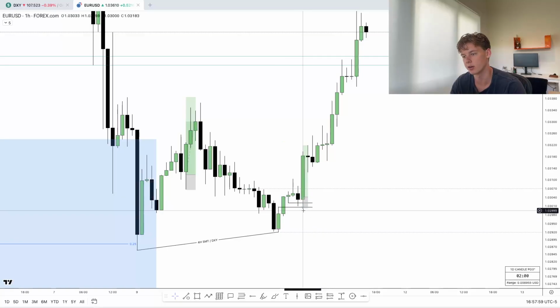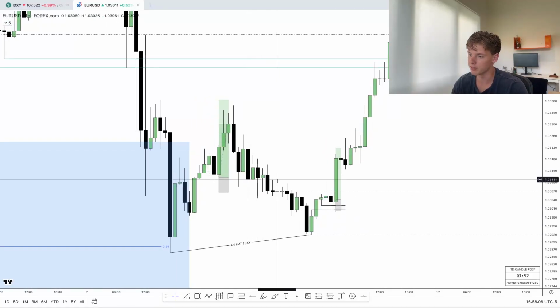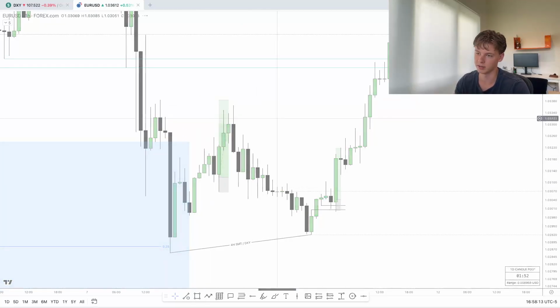I still hadn't gotten price to go where I wanted it to go, so I was still waiting, and there was all of this sell side liquidity to target, as well as these highs, which we will see on the 15-minute time frame.